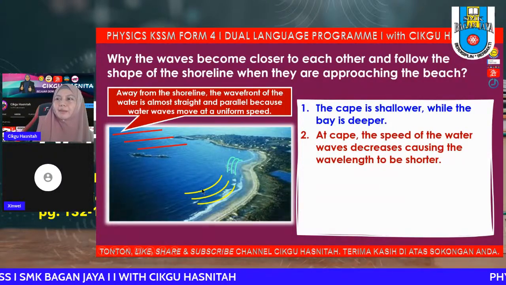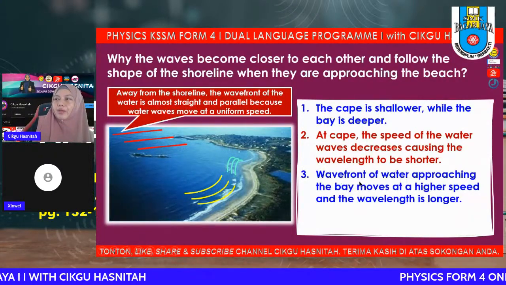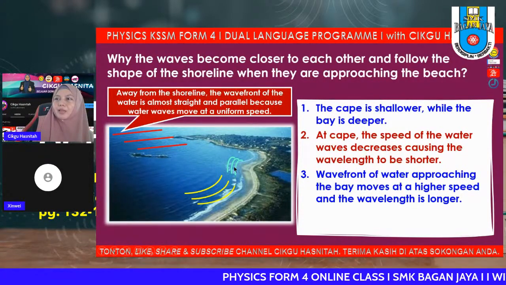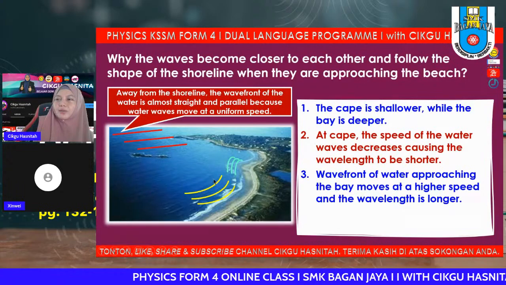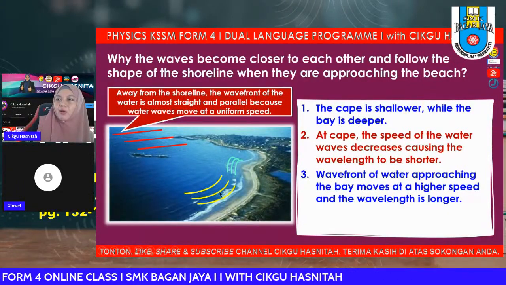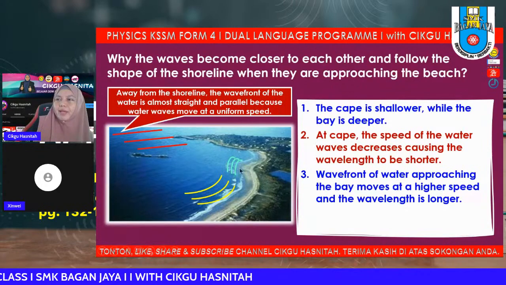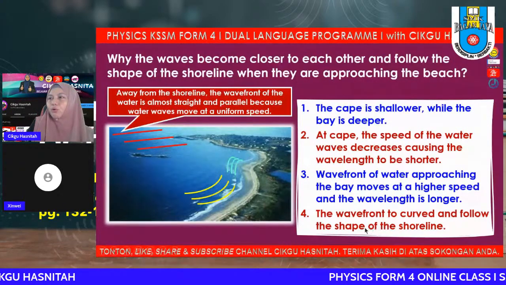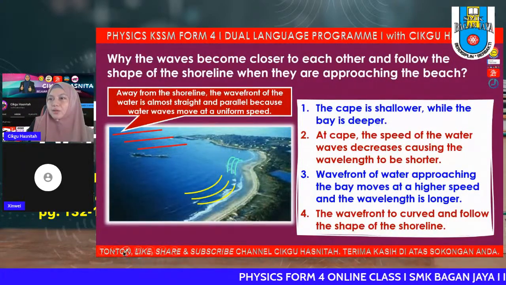Okay. While at the bay, what happened? The wavefront at the bay is moving at a higher speed compared to the cape. So the wavelength is longer at the bay, and at the cape the wavelength is shorter. And the wavefront curves follow the shape of the shoreline.